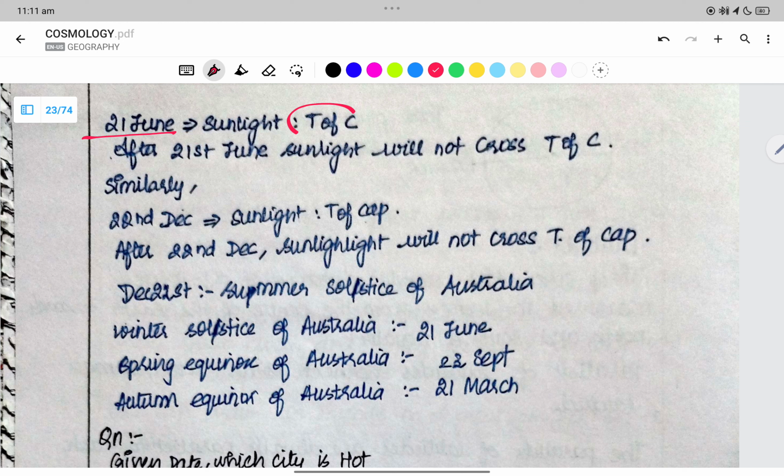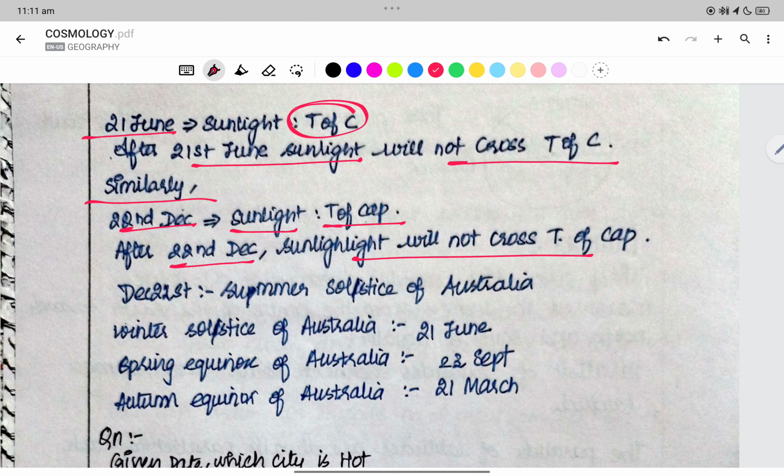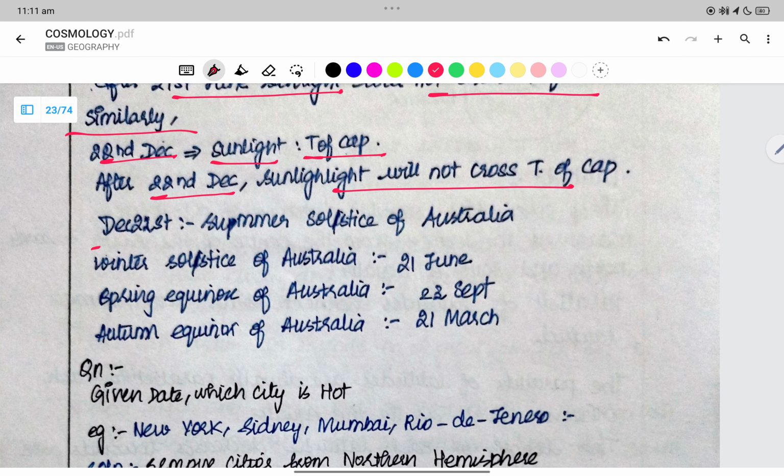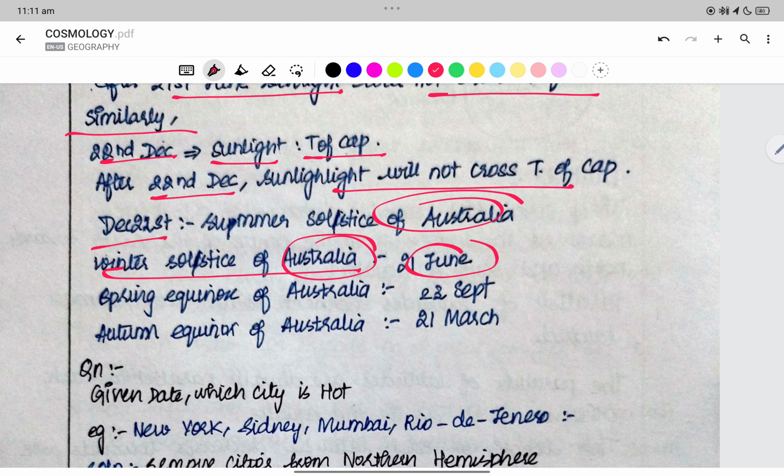On 21st June we have sunlight at the Tropic of Cancer. After 21st June the sunlight will not cross the Tropic of Cancer. Similarly, on 22nd December the sunlight is at the Tropic of Capricorn. After 22nd December it will not cross the Tropic of Capricorn. 22nd December is the summer solstice of Australia. The winter solstice of Australia is on 21st June.